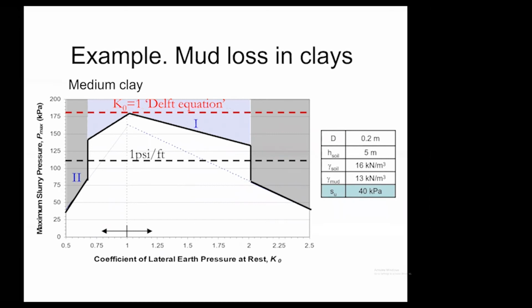I want to start by talking a little bit about what contractors do. A rule of thumb that they often use is to say that they can use 1 psi of mud pressure for every foot of burial of that borehole from the ground surface. So it's a very simple relationship, but it ignores most of the controlling factors. The only thing it's really considering is the weight of the overlying soil.